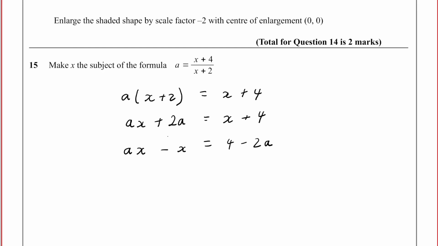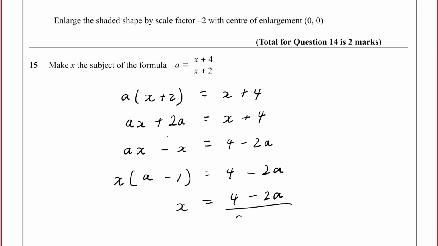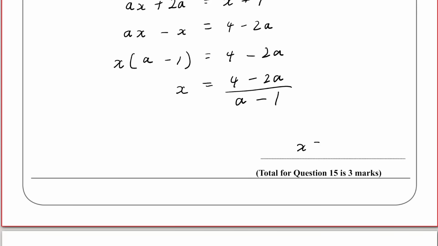I want only one x, not 2 terms of x's in. So I'm going to have to factorize it. So x times a minus 1 is equal to 4 minus 2a. Now I've only got one x. It's multiplied by a minus 1 at the moment. So to get x by itself, divide both sides by a minus 1. So x is equal to 4 minus 2a over a minus 1. You might also get 2a minus 4 over 1 minus a. That's the same.